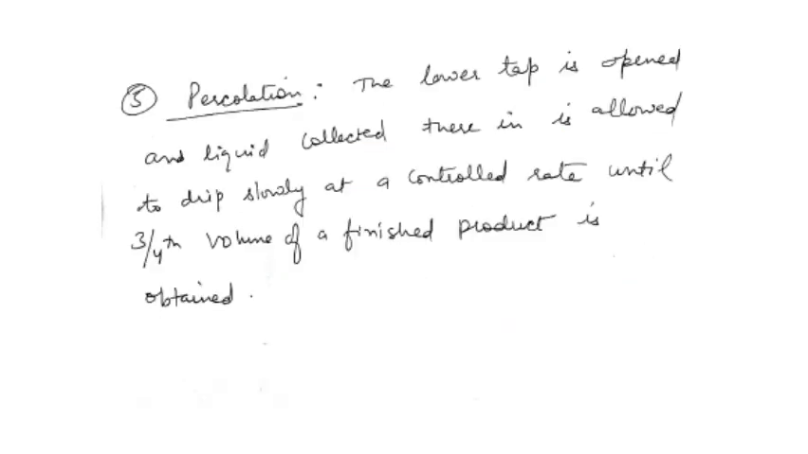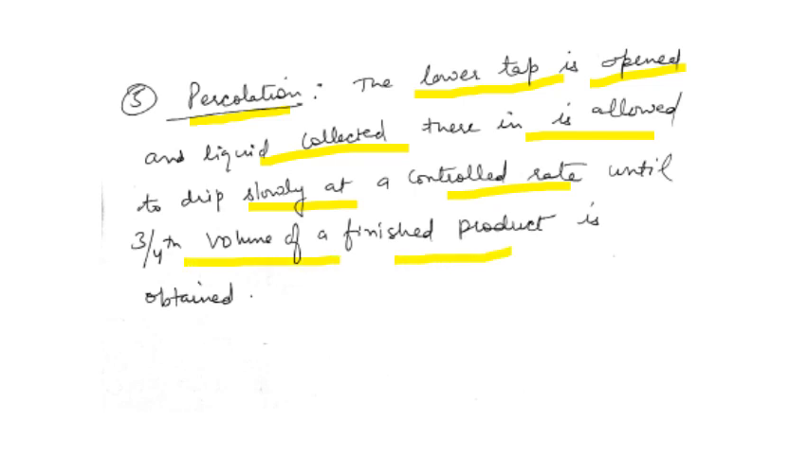So the last step involved is the percolation. We just open the lower tap of the percolator and the liquid is collected, which is allowed to drip slowly at a controlled rate until 3/4 volume of the finished product is obtained. So slowly, at a controlled rate, the liquid is collected in a flask up to the 3/4 volume of the finished product, and that is your final extract.